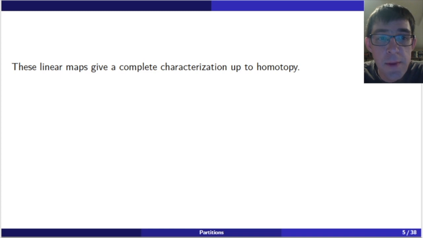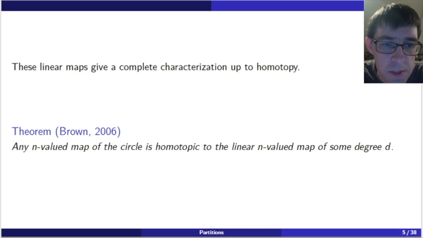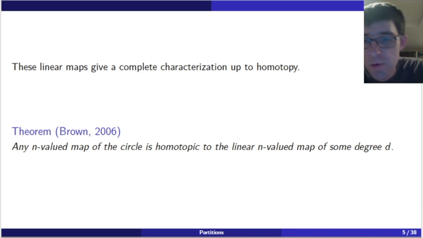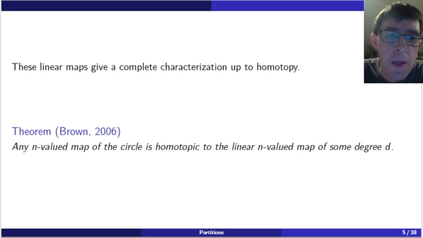And these linear maps actually give a complete characterization up to homotopy. That is, here's the theorem that Bob demonstrated in 2006. Any n-valued map of the circle is homotopic to the linear n-valued map of some degree d. Homotopic just means that if it's not quite linear, you can straighten it out by a continuous motion of the graph. You could think of it that way. No matter what you start with on the circle, all of them are homotopic to one of these linear n-valued maps.